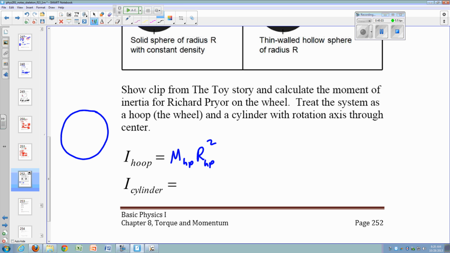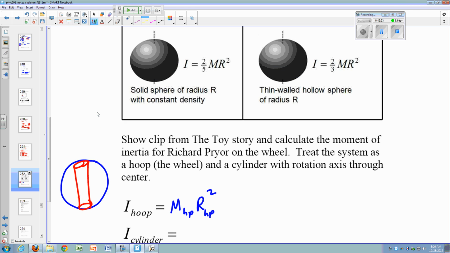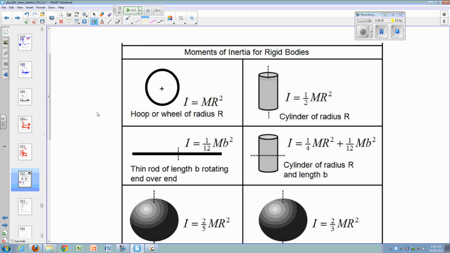And what about Richard Pryor? We can treat him just as a cylinder. So we'll treat him as a second shape. He's basically a cylinder, because he sort of has his arms and legs up. And so we're pretty cylindrical in shape, actually, if we're extended out like this. So you could do it in a more complicated way, but we'll just treat him as a cylinder. Now, we have two cylinders up here. We have a cylinder that rotates about this body, about that axis, and then we have a cylinder that rotates about that axis. Which one do we use? Right, we use the second one, because he's rotating about an axis through the middle.